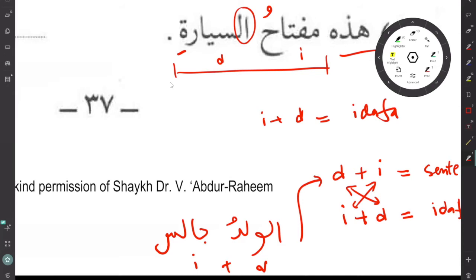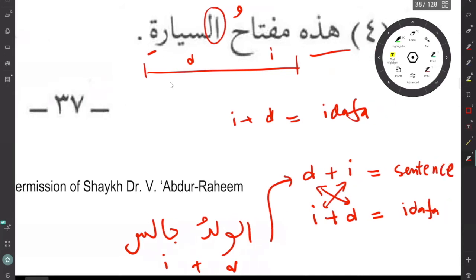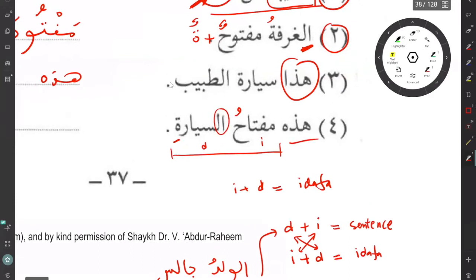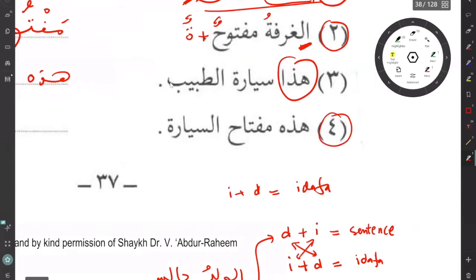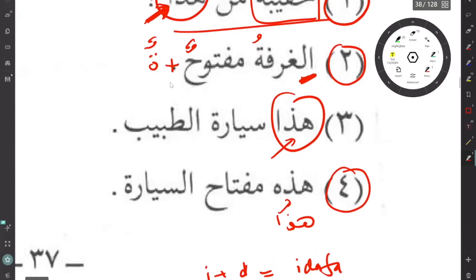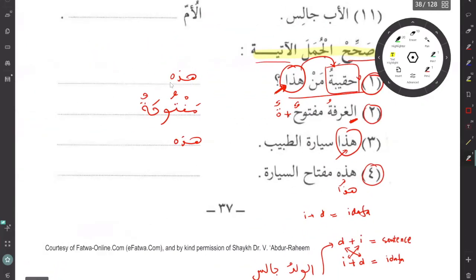Now, where's the problem here? What's the problem in number 4? It looks like it's the opposite, right? Here they put هذا and here they put هذه. It should be هذا here. Yes, هذا. And that's fine. Good.